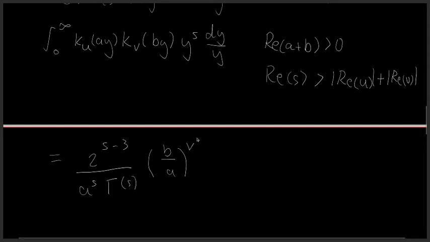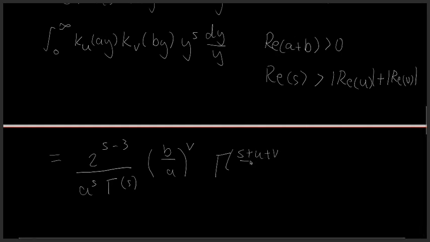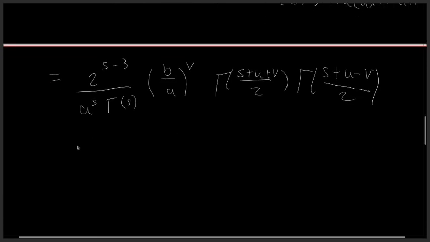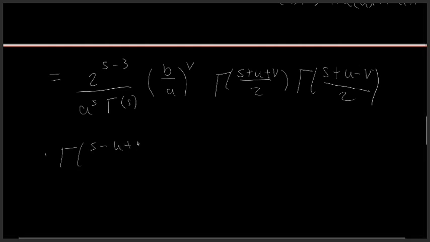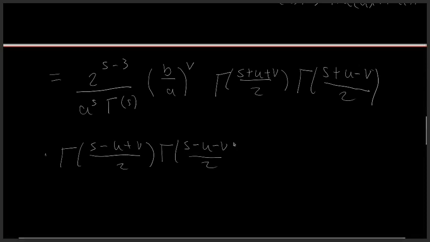to the v, and then you have a product of 4 gamma functions. So gamma of s plus u plus v over 2 times gamma of s plus u minus v over 2. And then you're going to have the remaining 2 gamma functions, gamma of s minus u plus v over 2 times gamma of s minus u minus v over 2.